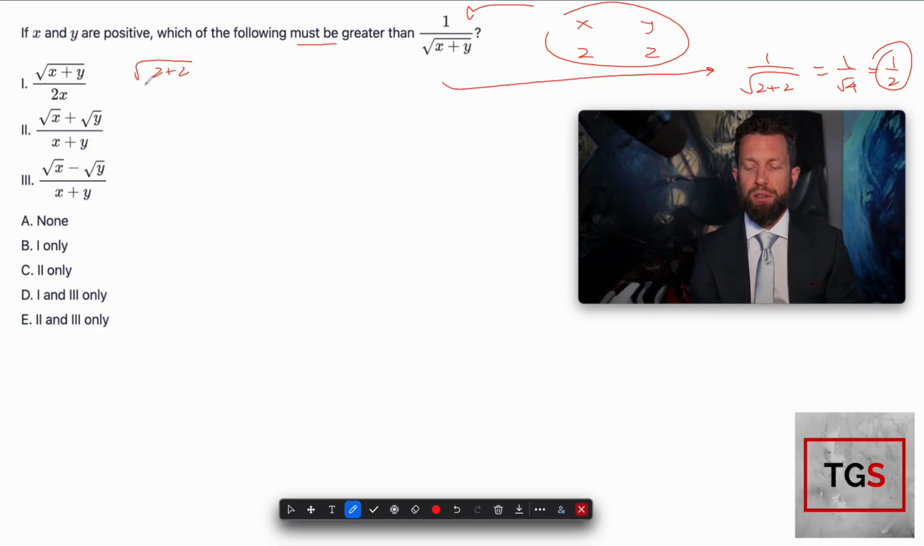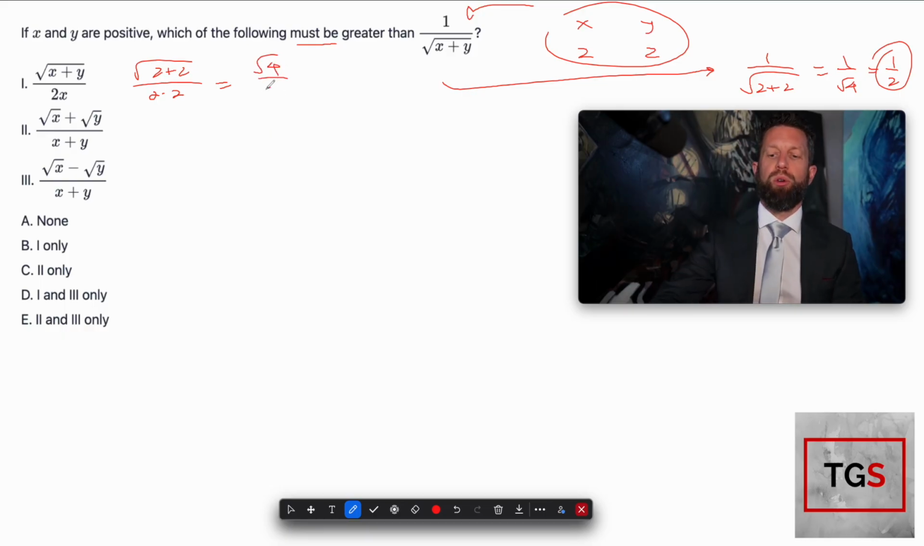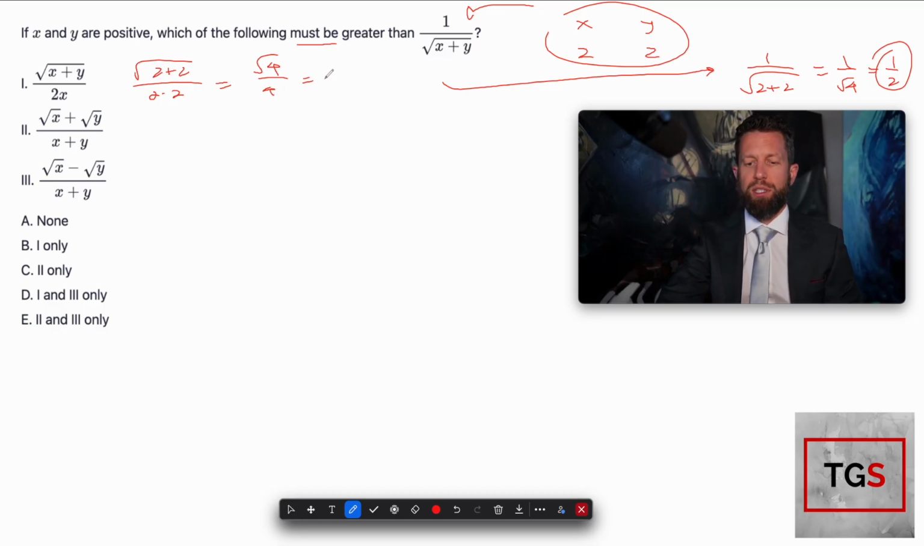So apparently, Roman numeral 1 does not have to be larger than the original expression. And that's what the question's asking, and it must be true. Which one has to be true 100% of the time? So Roman numeral 1 does not have to be true 100% of the time. It's, in this case, when x is 2 and y is 2, it's actually equal to the given expression. So that's great news, because now I can eliminate any answer choices that have Roman numeral 1 in them. So I'm going to go ahead and eliminate B, and I'll also eliminate D.